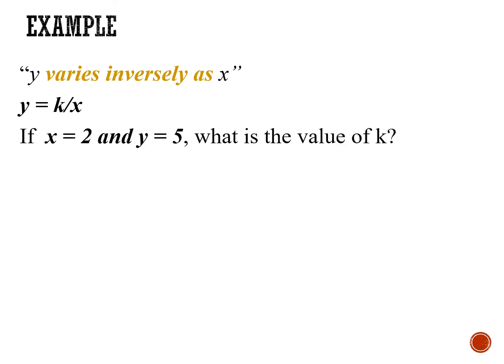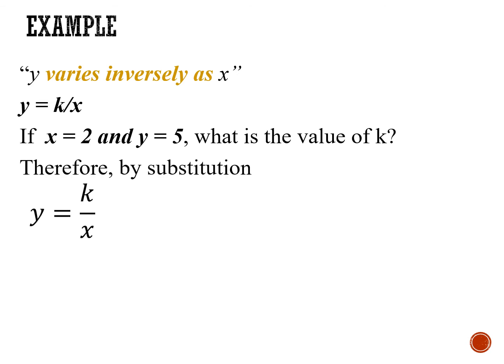Let us have an example. y varies inversely as x. So y is equal to k over x. So if x is equal to 2 and y is equal to 5, what is the value of k? Again, using the equation, y is equal to k over x by substitution. So we replace x by 2 and y by 5. So 5 is equal to k over 2. So pinalitan lang natin po si y ng 5. Ito yun sa given. At si x ng 2. Ito yun sa given.